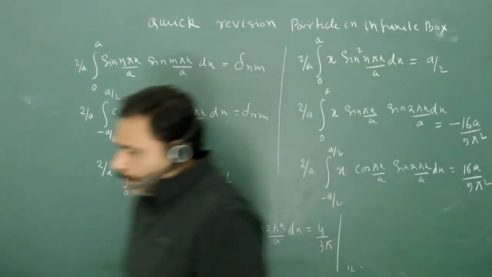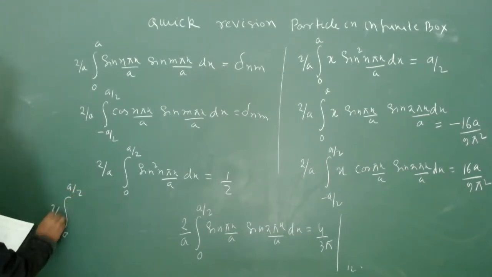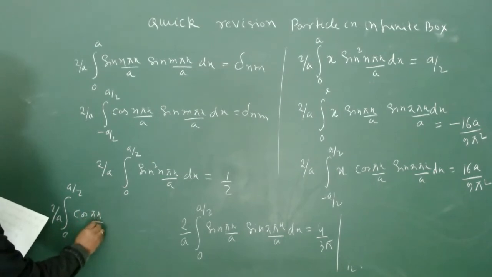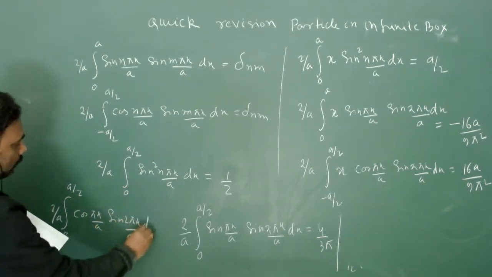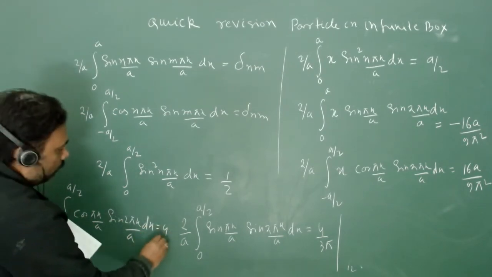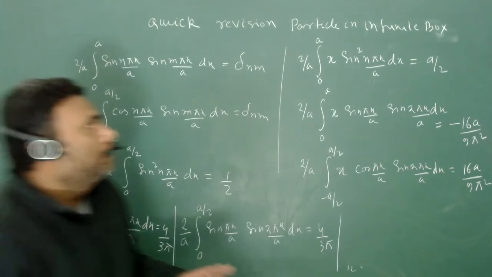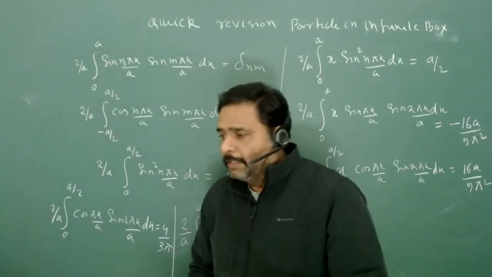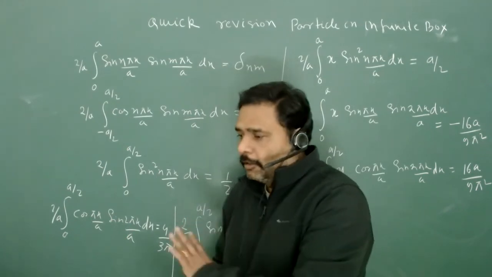Another integration is very important, which can also be asked in your exam. That value is again 0 to a by 2, 2 by a, cos pi x upon a sine 2 pi x upon a dx, and this value is again 4 upon 3 pi. So these are some very important integrations you have to always keep in mind, and please do practice all of them.